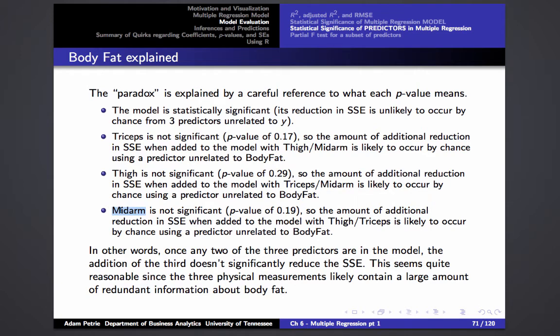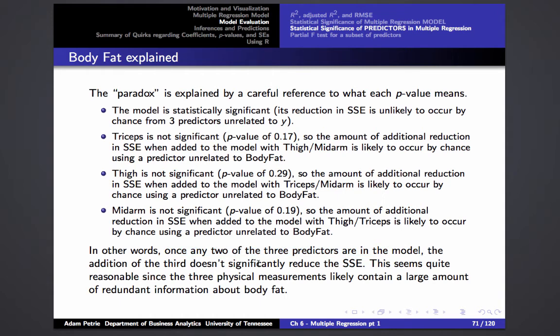All the information about body fat that mid-arm contains is already used up by thigh and triceps, so when we add mid-arm into the model, it does not yield a significant reduction in the sum of squared errors. So synthesizing all this together, essentially what this is telling us is that once any two of those three predictors are in the model, adding in that third variable doesn't significantly reduce the sum of squared errors. It's basically telling us, hey, we only need two of these three. So there's really no paradox after all.